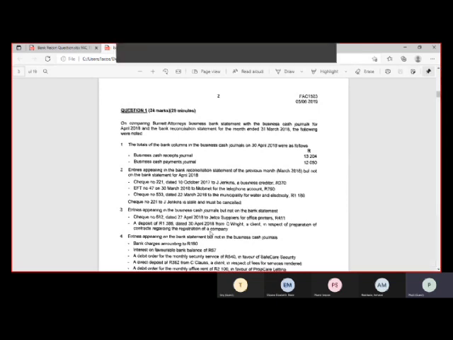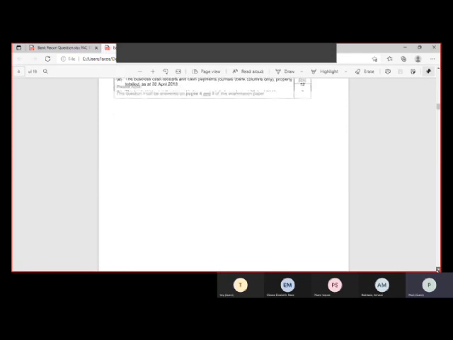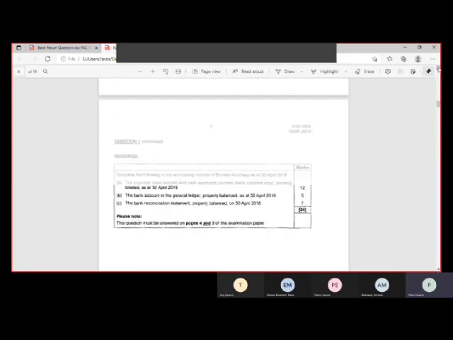Okay. All right. Usually when you approach a question like this one, you have to look at your required part first. That's my recommendation. The required part says that you need to complete the following in the accounting records of Barnett Attorneys as at the 30th of April 2018.